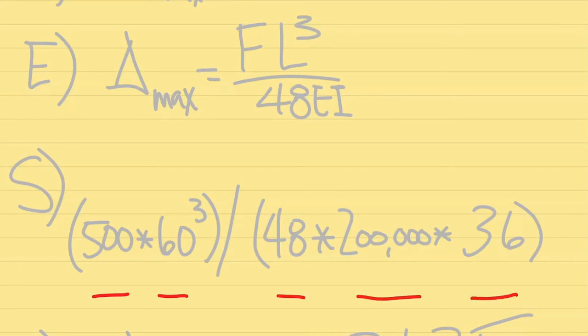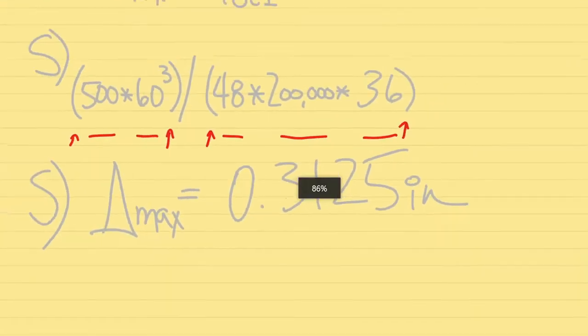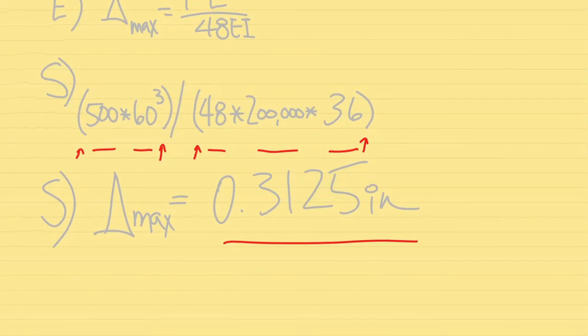Keep in mind these parentheses are very important to keep your calculation organized. If you are more comfortable doing this in multiple phases, I encourage you to do so. This is how I would calculate it all in one go. And when you do that, you're going to see that the solution is a delta max of 0.3125 inches.